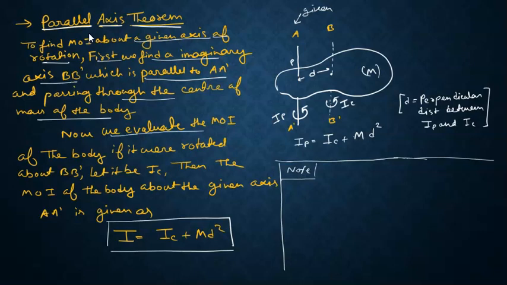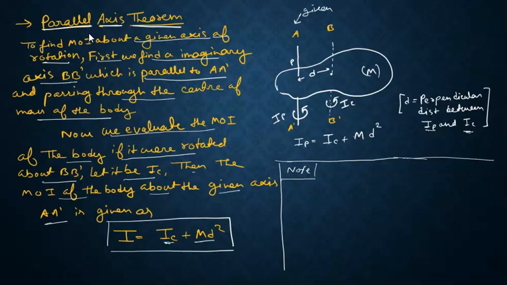Now we evaluate the moment of inertia of the body if it were rotated about BB dash. Now we find the value of the moment of inertia if the mass is rotated about the axis BB dash, and let it be IC. Then the moment of inertia of the body about the given axis AA dash is given by I equals IC, the moment of inertia about BB dash, plus MD square. M equals the mass of the body, D equals the perpendicular distance between the two axes.